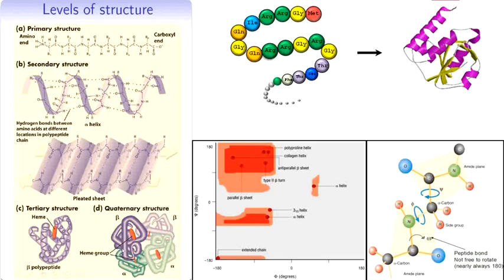Now in this particular picture, the quaternary structure is of hemoglobin. Okay, this is a hemoglobin molecule which has a quaternary structure because it is made up of 2 alpha chains and 2 beta chains. Okay.